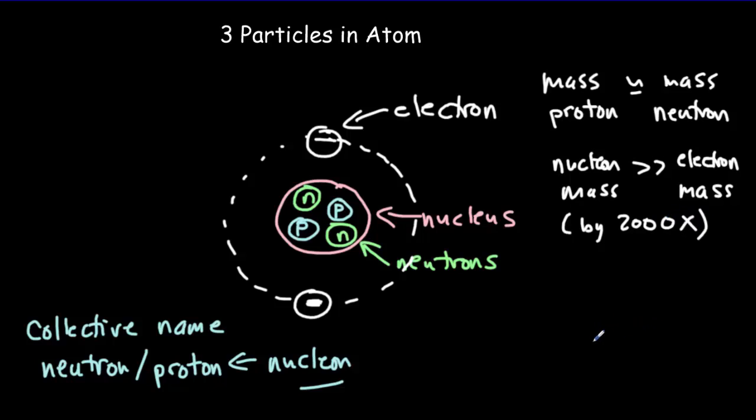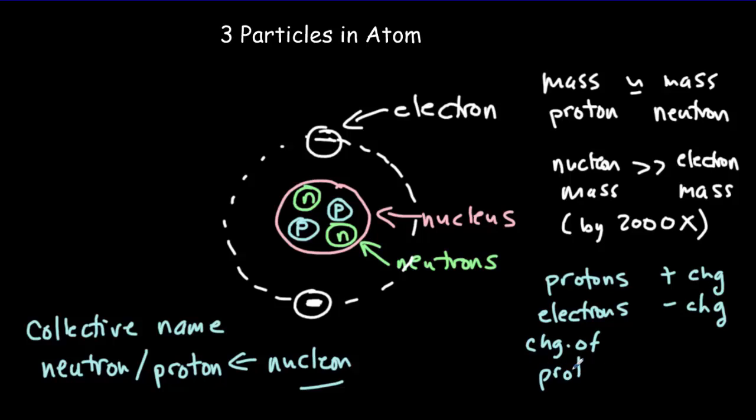And finally, we call the neutrons neutrons because they have no charge. The protons have a positive charge, whereas the electrons have a negative charge. And the magnitudes of those two charges is the same. So the magnitude of the charge of a proton is equal to the charge of an electron.